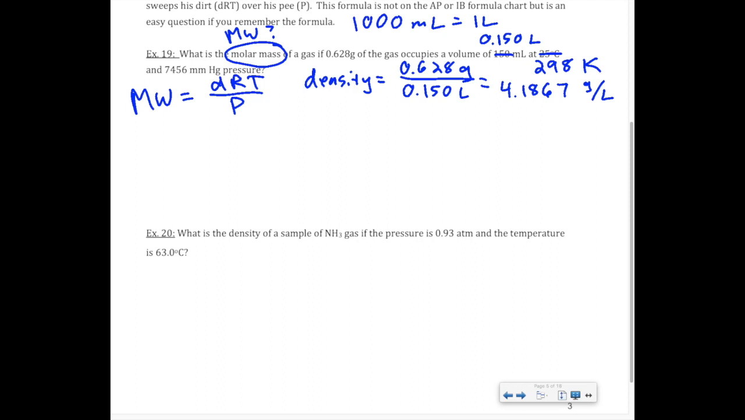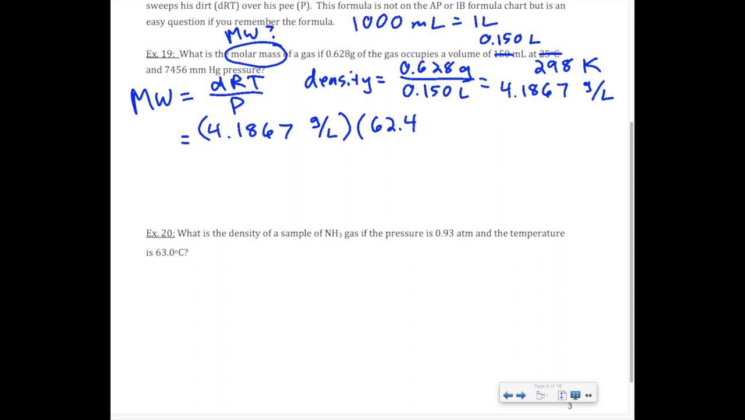I know R because I know my pressure. I know R never changes, and T is my temperature. I know that one, and I know my pressure. So now I'm ready to substitute everything in. 4.1867 grams per liter times my value of R, which is going to be 62.4 this time because I'm using millimeters of mercury.